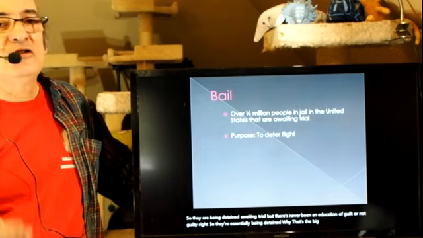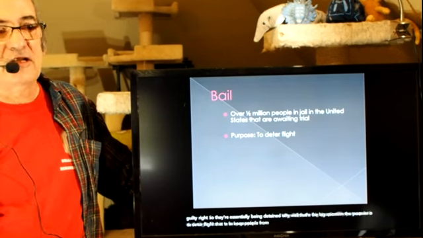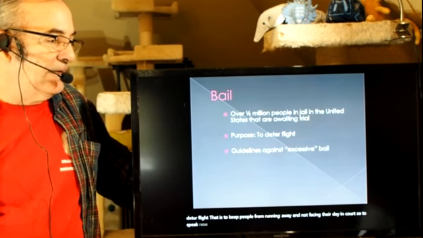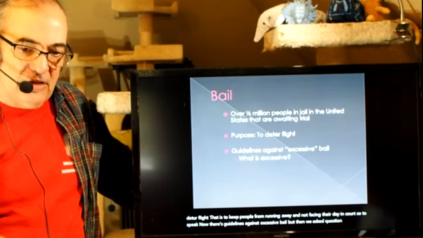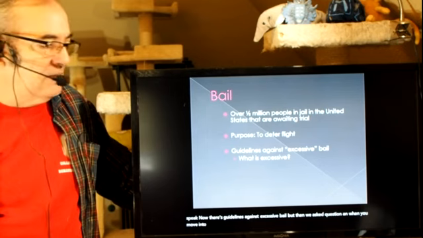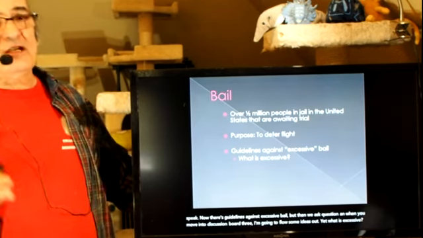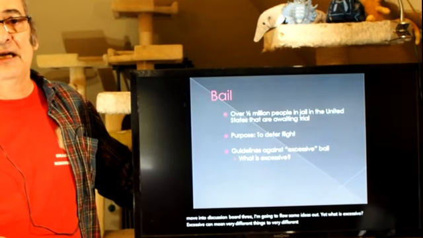The purpose is to deter flight. That is, to keep people from running away and not facing their day in court, so to speak. Now, there are guidelines against excessive bail, but then we ask a question, and when you move into discussion board 3, I'm going to float some ideas at you. What is excessive? Okay. Excessive can mean very different things to very different people depending on their income level.